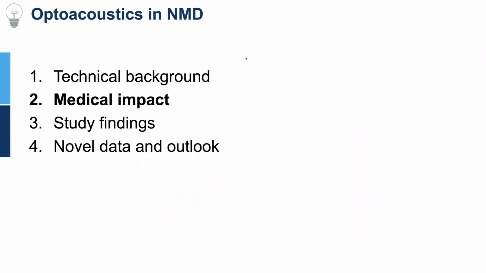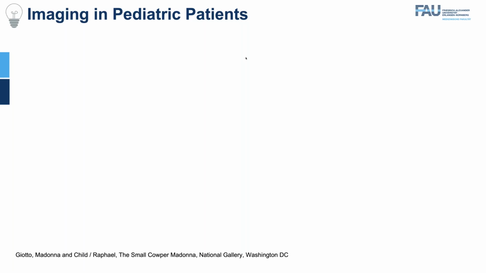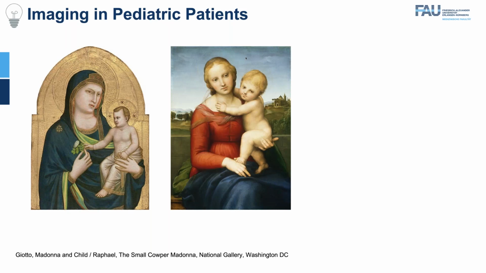So if we look at the medical impact of the research we are doing, also for neuromuscular diseases, we have to ask: do we really need new imaging technologies? Don't we have many imaging technologies which are also suitable for children? And I think we have to share some thoughts about it. It's illustrated by some pictures drawn by Giotto and also by Raphael, some years between them. You can look at children as small adults, but we know that children are different. They are not small adults.